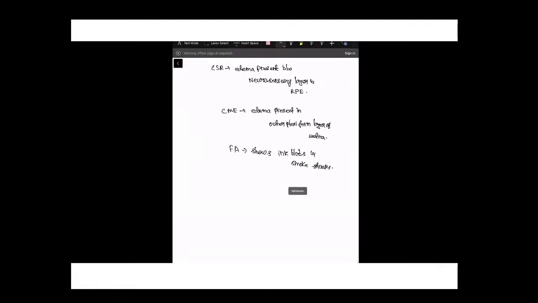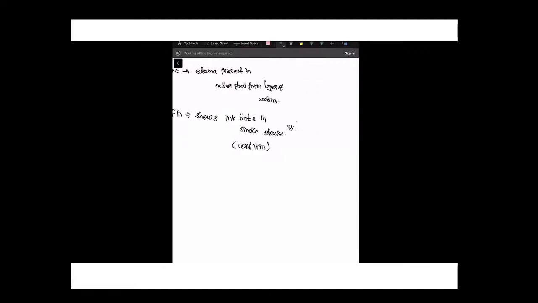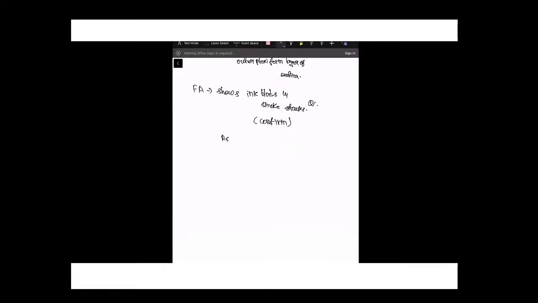Fluorescein angiography shows ink blots and smokestacks. If this is seen, it is a confirmation that it is CSR. This question has been asked in exams: smokestack appearance is seen in CSR.